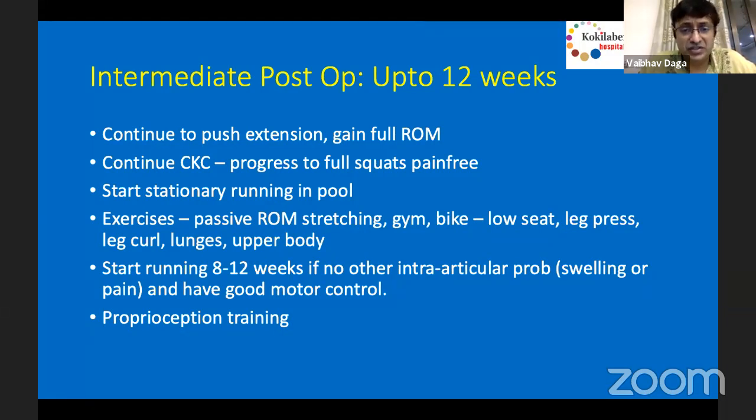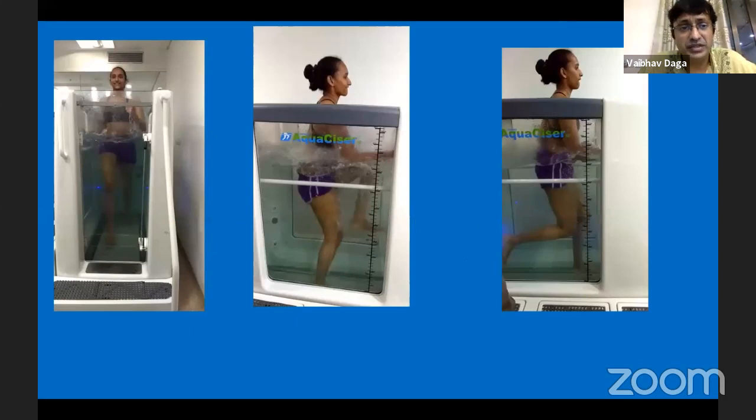Exercises like passive range of stretching, gym, bike, low seat, leg press, leg curls, lunges, upper body work could be started in this phase. Running 8 to 12 weeks if no other intra-articular problem like swelling or pain, and have a good motor control. Proprioception training could be introduced during this phase.